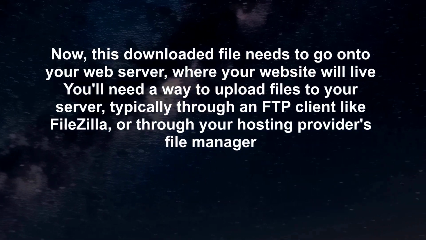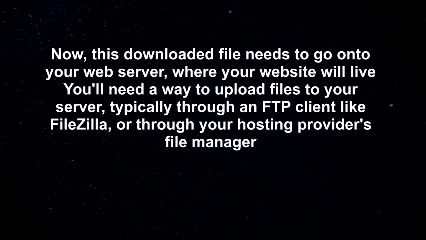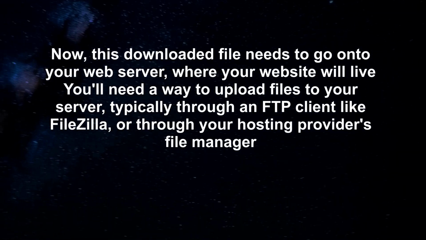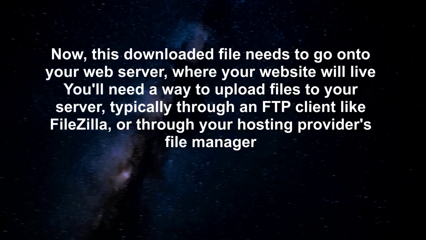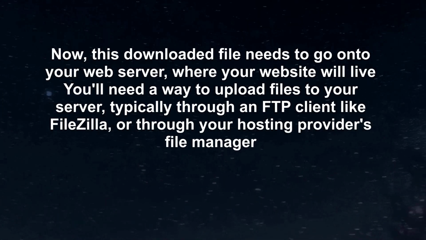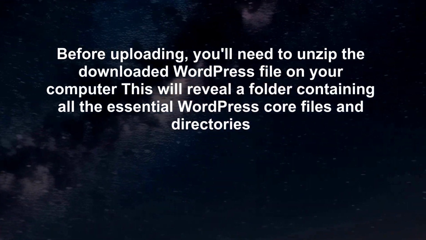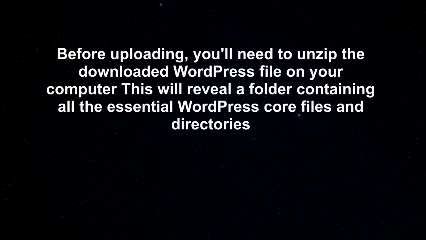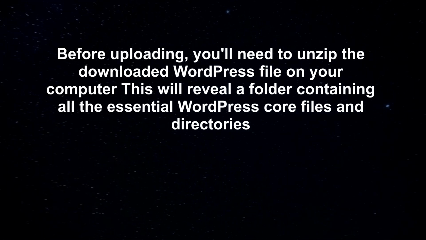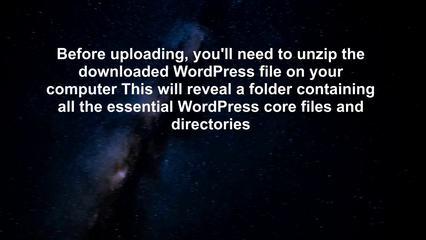Now, this downloaded file needs to go onto your web server, where your website will live. You'll need a way to upload files to your server, typically through an FTP client like FileZilla, or through your hosting provider's file manager. Before uploading, you'll need to unzip the downloaded WordPress file on your computer. This will reveal a folder containing all the essential WordPress core files and directories.